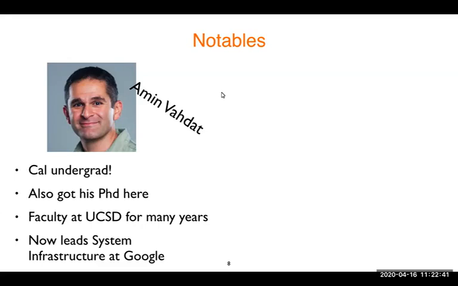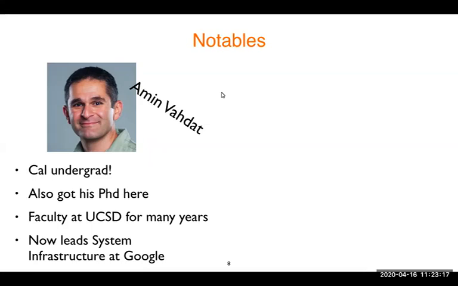One is Amin Vahdat. He was a Berkeley EECS undergrad, also got his PhD here, then moved on to the faculty at UC San Diego. And when he was on sabbatical, he spent his sabbatical time at Google. And this was, I think, in like 2004 or 2005, and he really started learning about how they were building their clusters and what the networking needs were and so on. And he went back to UC San Diego after that sabbatical and with his students worked on really what has become the blueprint for how we build these large data centers.